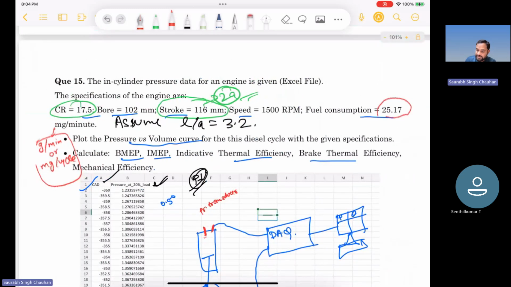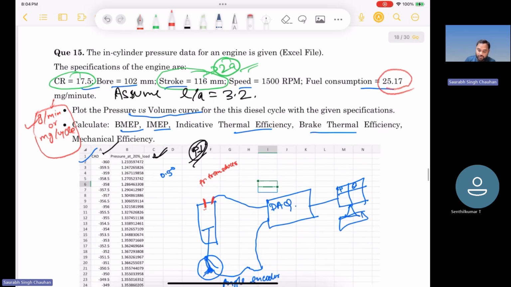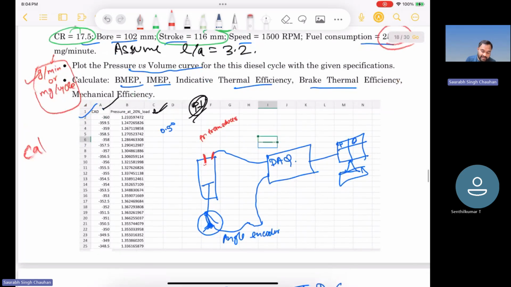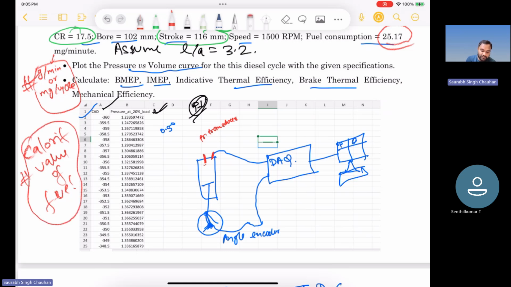If 25 milligram of diesel is going in 1 minute, that is very little. Okay, so there's some correction. Either you take it as 25.17 gram per minute and proceed with your calculations, or you take it as 25.17 milligram per cycle, then you proceed with the calculation. You will also require the calorific value of the fuel, and you can assume that the fuel is diesel. Okay, and then you can proceed with the calculations. So these are two more assumptions. Based on these assumptions you can proceed with the further calculations.